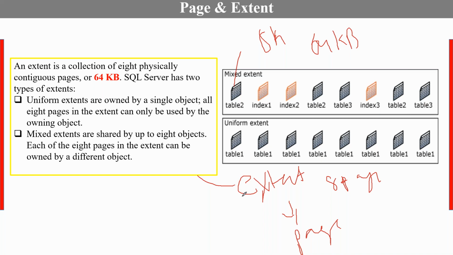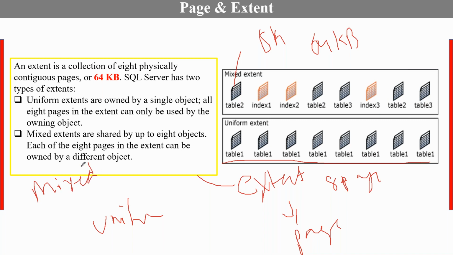In SQL Server we have two types of extents: uniform extents and mixed extents. So what is a uniform extent, and what is a mixed extent? If those 8 pages contain a single object's data, then we call it a uniform extent. If those 8 pages contain different objects' data, then we call it a mixed extent.